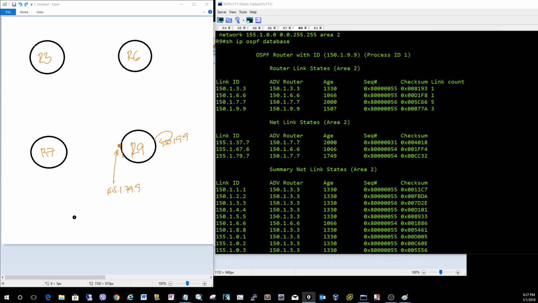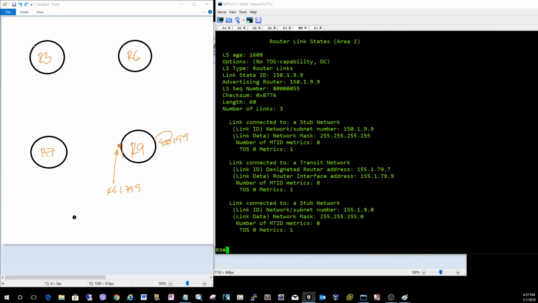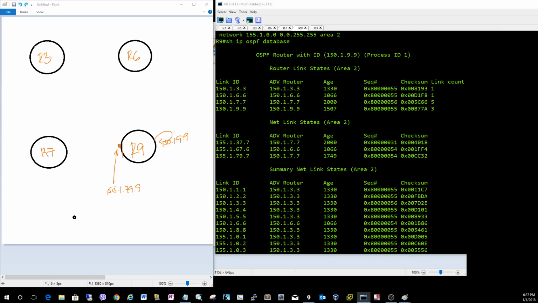If we scroll up and look at this guy right here, 155.1.79.7, the one that's advertising is 150.1.7.7, which is this guy. Oh, I keep forgetting that. 150.1.7.7 is the router ID of router 7, and the link is 155.1.79.7. So there's a link between them, and this guy is actually the DR for that segment.